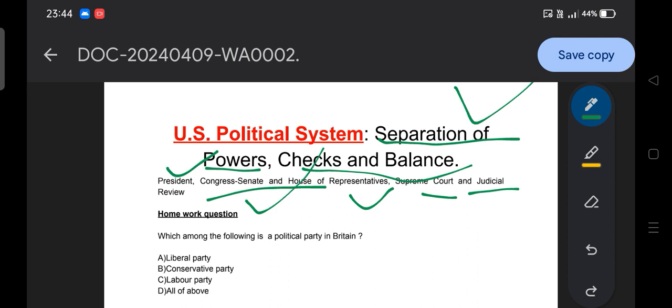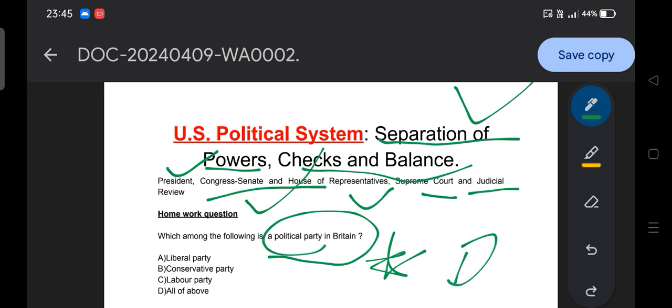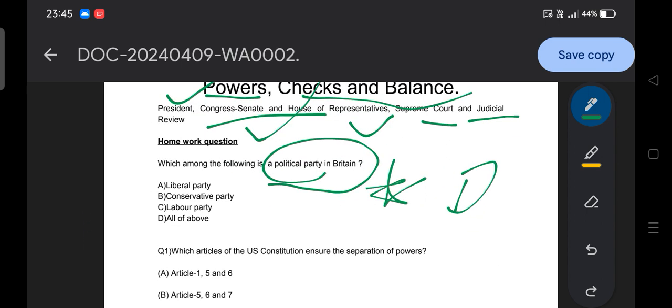So let's start. First, let's see one of the questions that I provided to you as a homework question: which among the following is a political party in Britain? Option A, Liberal Party; B, Conservative Party; C, Labour Party; and D, all of the above. All are correct, so option D is the answer. Liberal, Conservative, Labour, they are all political parties in Britain. Hope you all provided the answer.